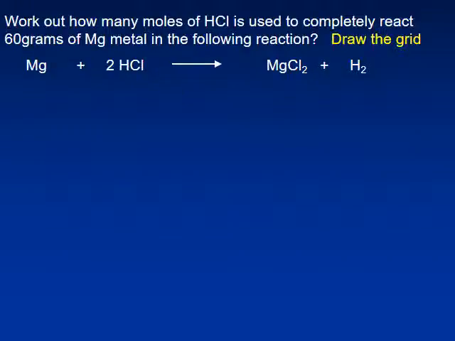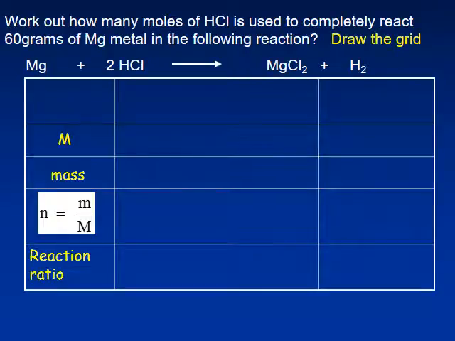So the next question is working out how many moles of hydrochloric acid is used to completely react 60 grams of magnesium in the following reaction. So magnesium is reacting with the hydrochloric acid to form the salt, magnesium chloride, and hydrogen. So I suggest you draw a grid, one with molar mass, the equation, and the reaction ratio. So pause the video, create a reaction grid as you have on the presentation, and then work through the grid to try and find the answer.